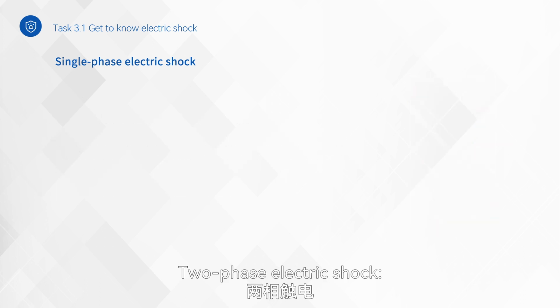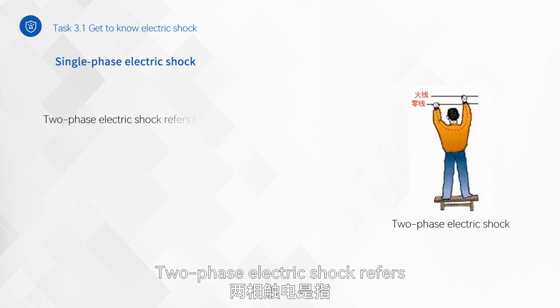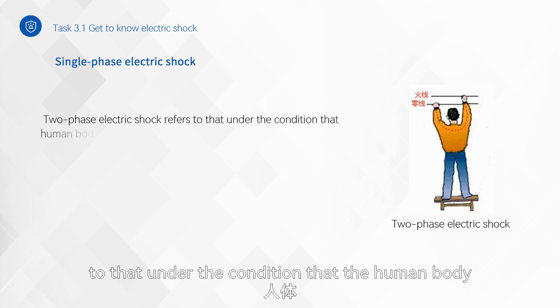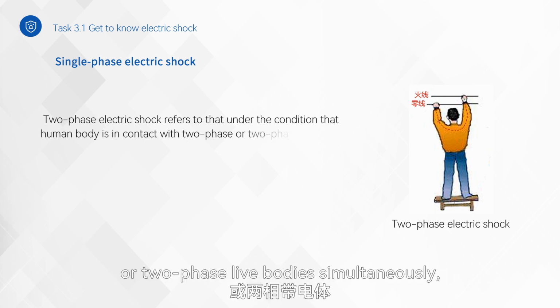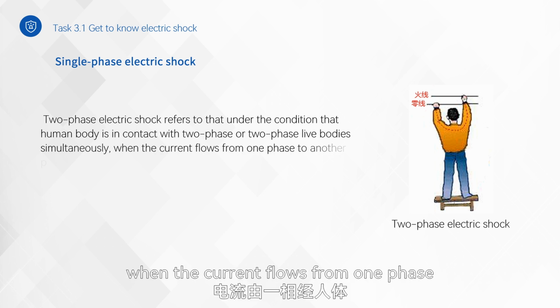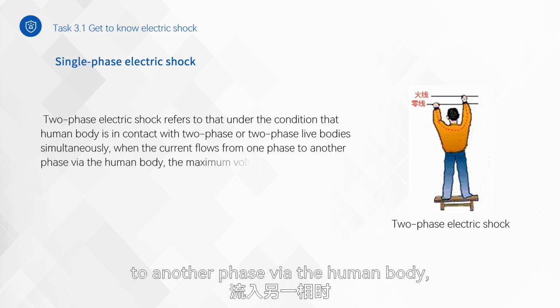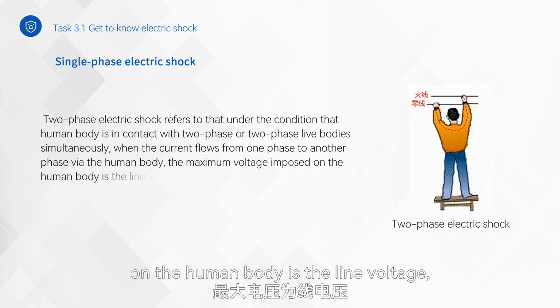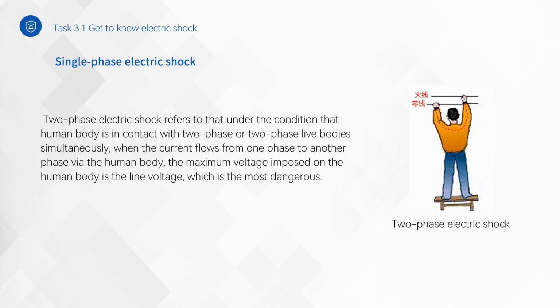Two-phase electric shock. Two-phase electric shock refers to the condition that the human body is in contact with two-phase live bodies simultaneously. When the current flows from one phase to another phase via the human body, the maximum voltage imposed on the human body is the line voltage, which is the most dangerous.